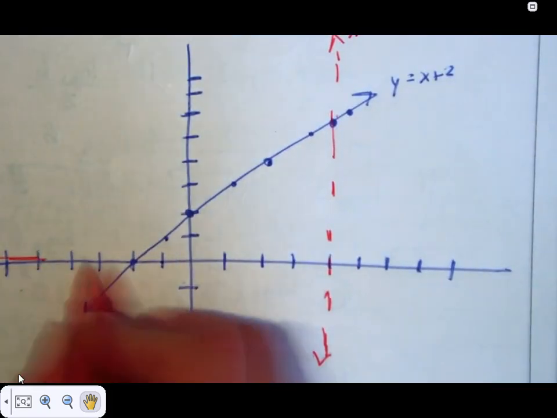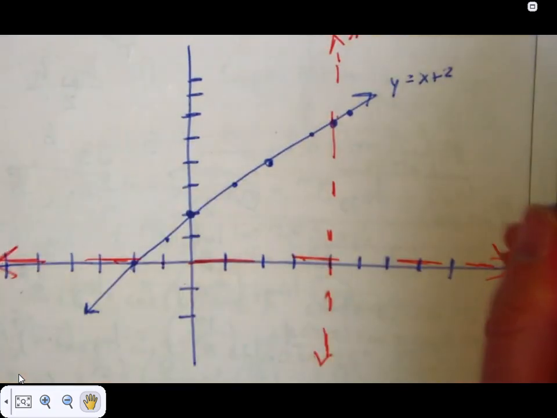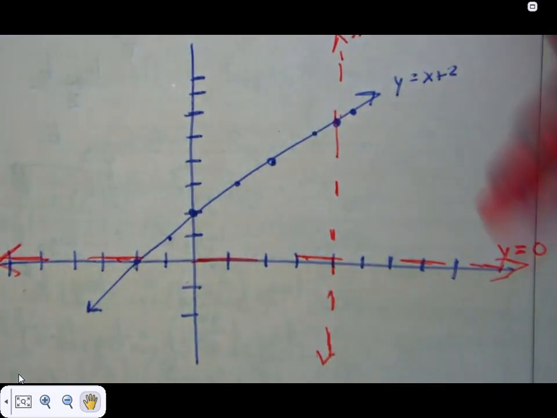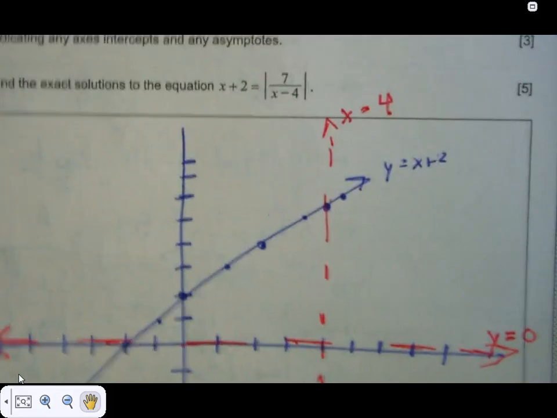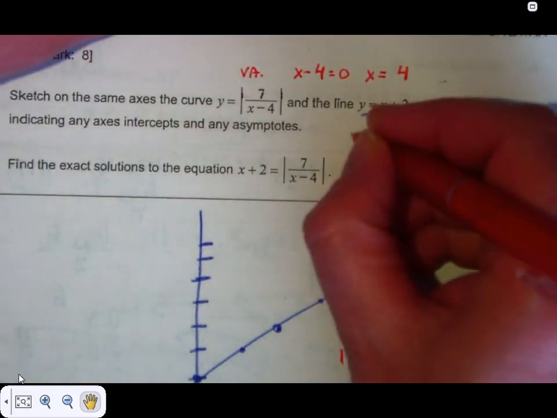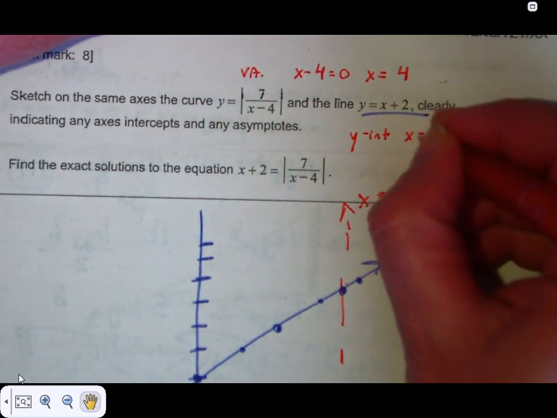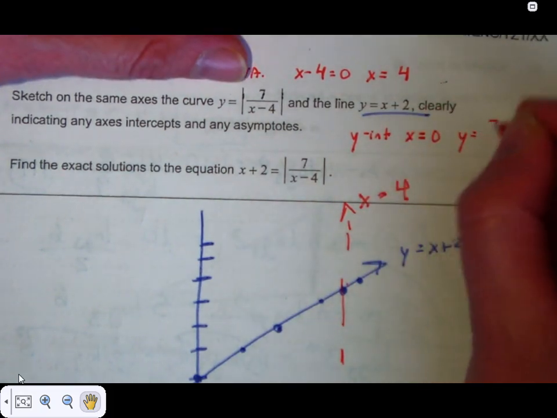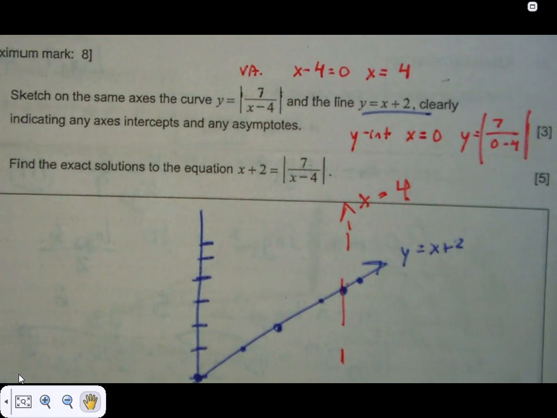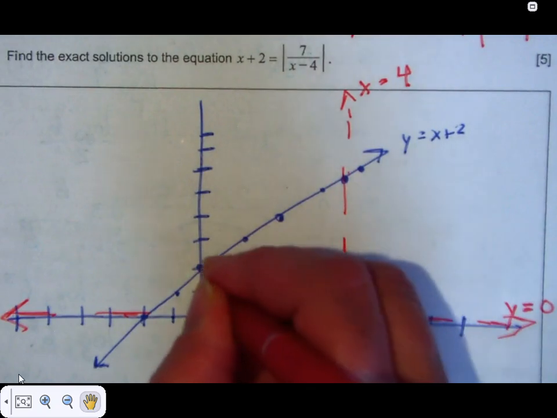So we also need to label a horizontal asymptote at y equals 0. Okay, so we're doing pretty good. They asked me for intercepts, so to find the y-intercept, how do you do that? Plug in 0 for x. So if I plug in 0 for x, I get 7 over 0 minus 4. And then you take the absolute value of that, so it's just 7 over 4. So (0, 7/4). That would be around here.